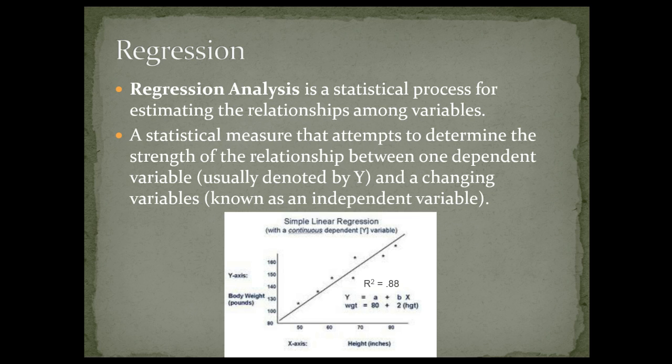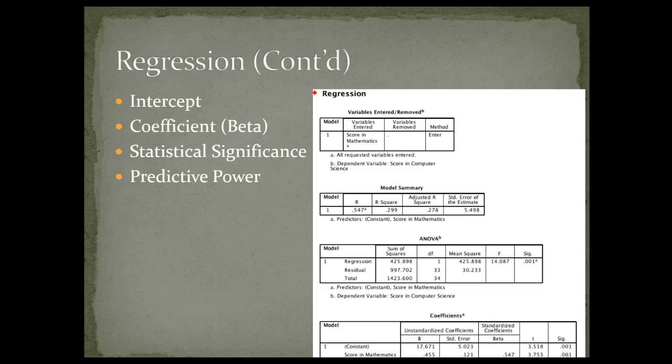Once the least squares line is plotted, which it is, it provides an equation in the form of y equals a plus bx. In this case, weight equals 80, which is your intercept, plus 2 times the height in inches of the individual being measured. So fairly simple.